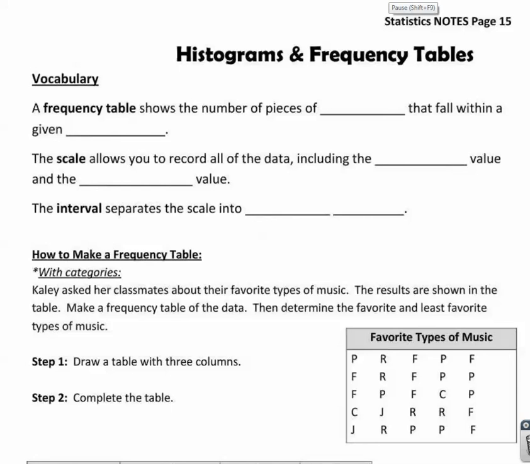Today we're going to talk about histograms and frequency tables. Some vocabulary to go over. If you have a frequency table, it shows the number of pieces of data that will fall within a given interval. The scale allows you to record all of the data, including the least value and the greatest value. The interval separates the scale into equal parts.